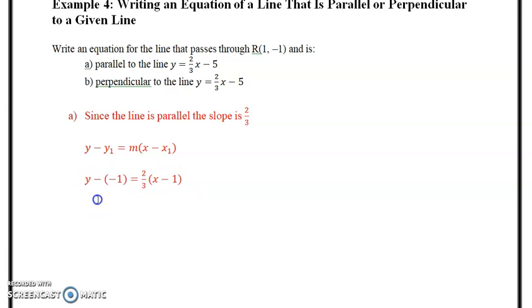Let's clean this up. And we get y plus 1. The 2/3 gets multiplied by both, so 2/3 x minus 2/3. Oh, shouldn't have an x. I don't know why the x came there. Right, so the distributive property: 2/3 multiplied by x, and then 2/3 multiplied by -1, and we get there.